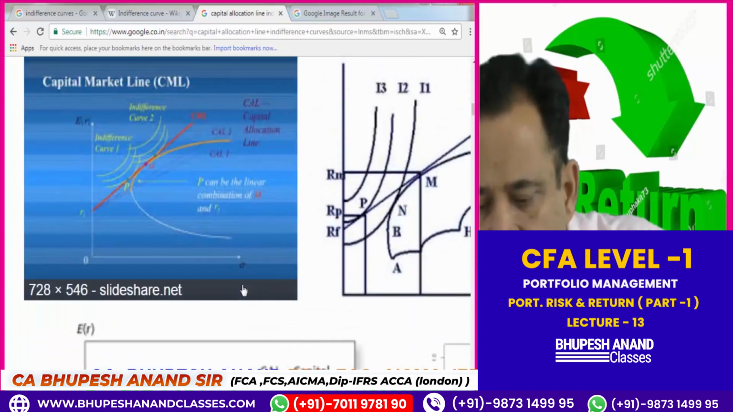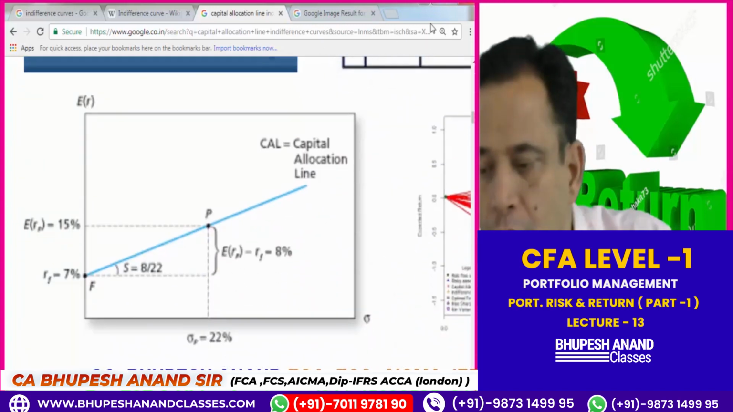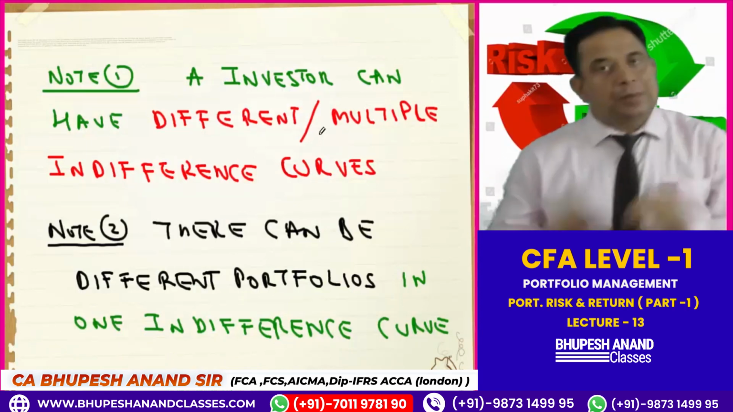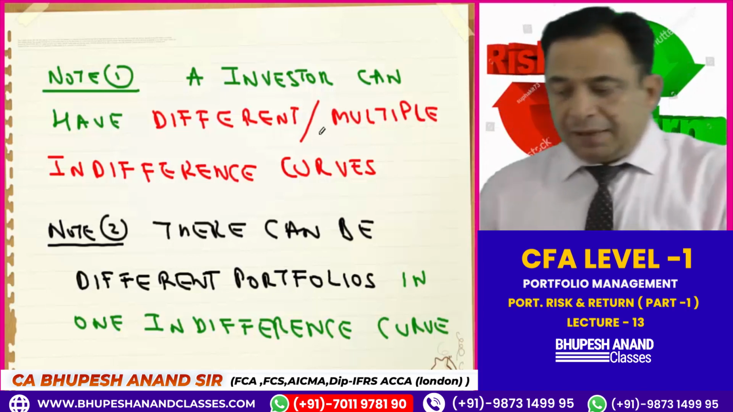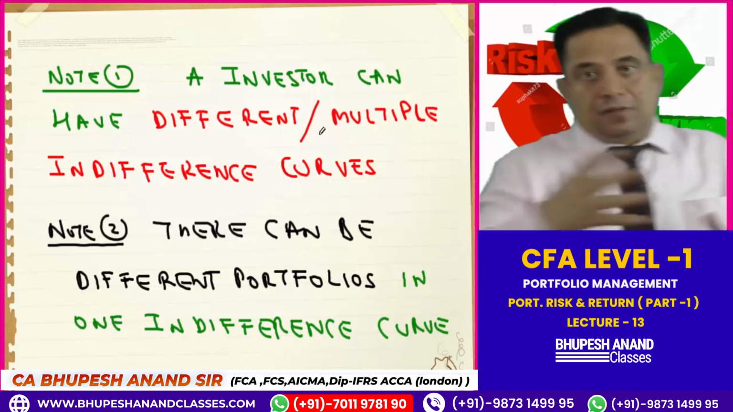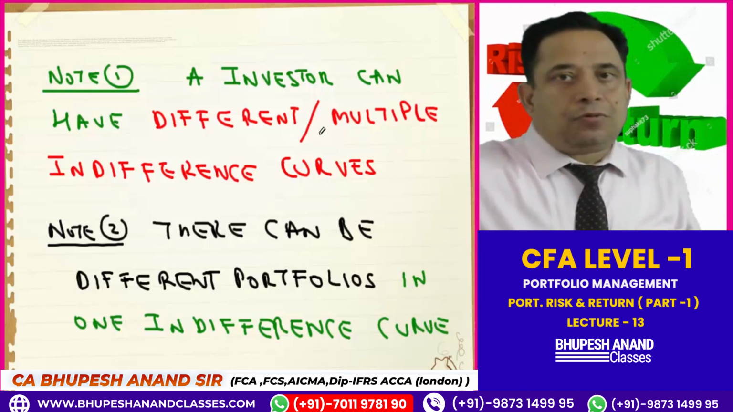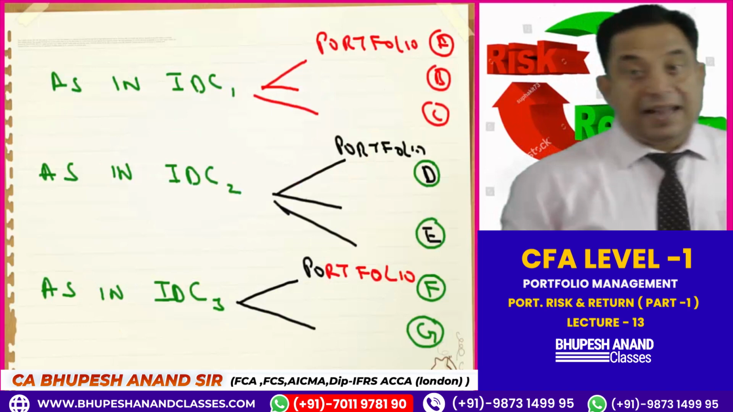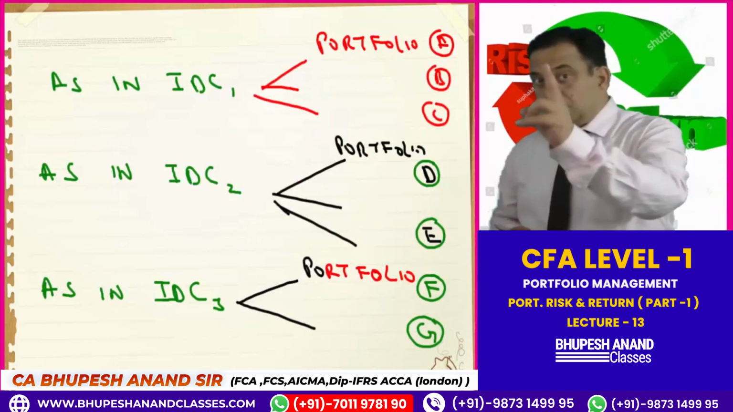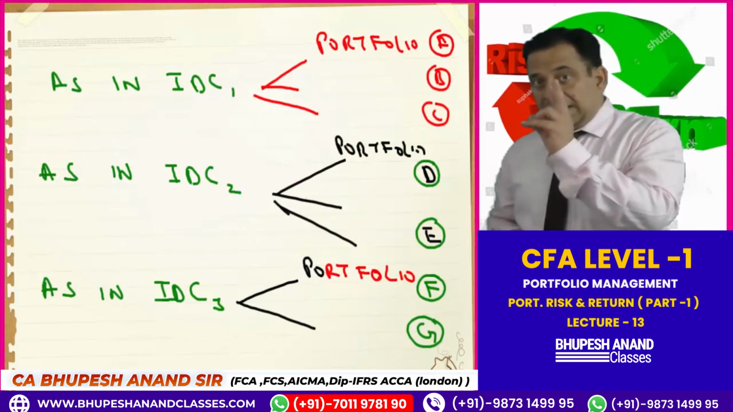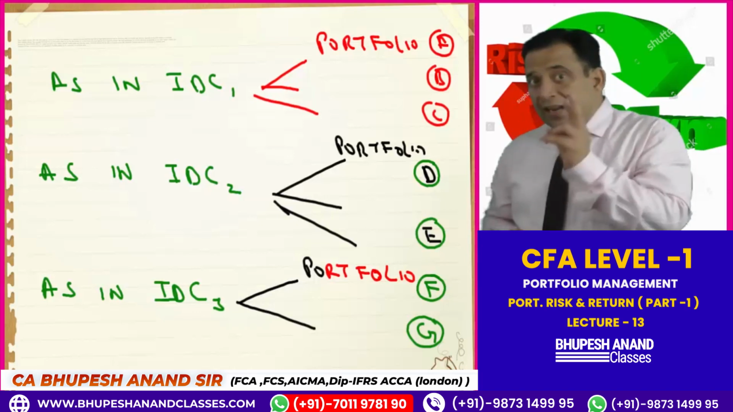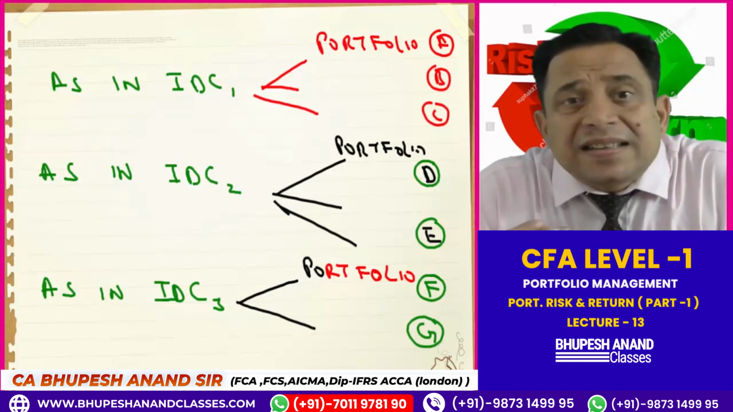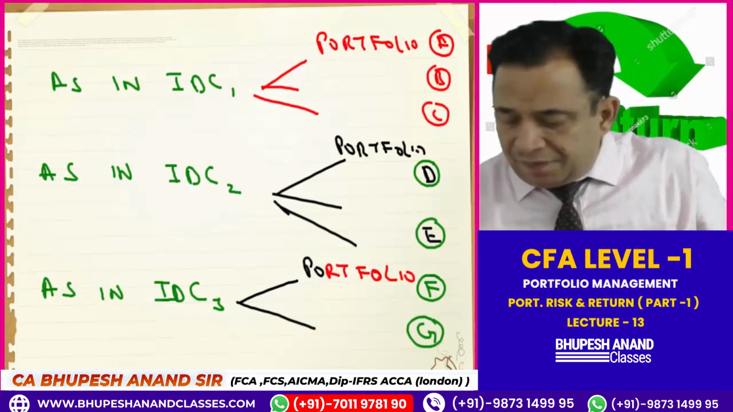So just write down note number 1: an investor may have multiple indifference curves. I have prepared for that. There can be different portfolios in one indifference curve. Just like I have assumed A, B, C as 3 portfolios, there can be an infinite number of portfolios within that indifference curve. In indifference curve 1, there are 3 portfolios A, B, C. In indifference curve 2, there are 2 portfolios D and E. In indifference curve 3, there are 2 portfolios F and G. I have taken this just for simplicity's sake. There can be an infinite number of portfolios.